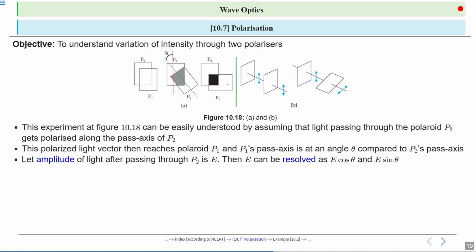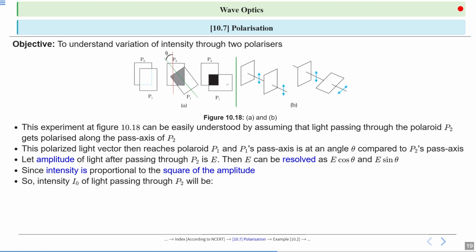So let's talk about the amplitude of the light after it passes through P2. We denote this amplitude as E. So the amplitude of the light passing through P2 is E. This amplitude can be resolved into components like E cos theta and E sin theta. It's important to remember that the intensity of light is proportional to the square of its amplitude. This relationship is fundamental in wave optics and helps us predict how the light's intensity will change as it passes through the polarizer.